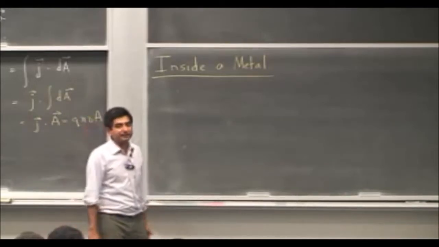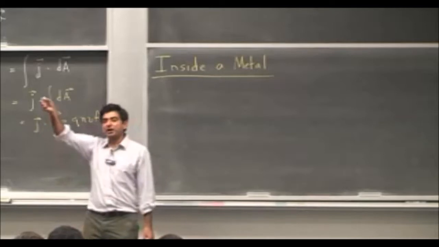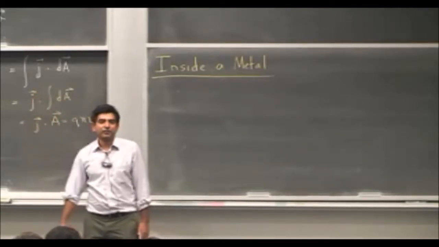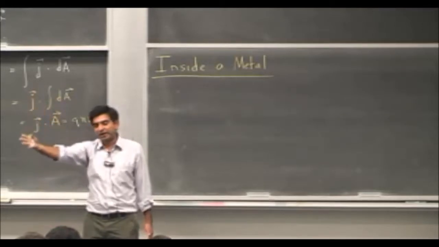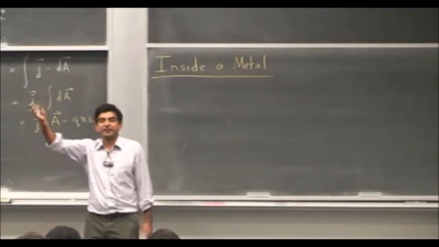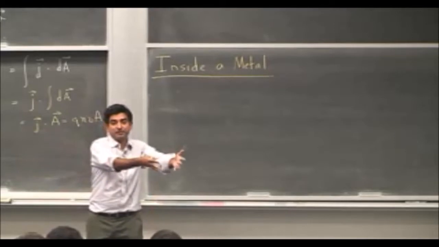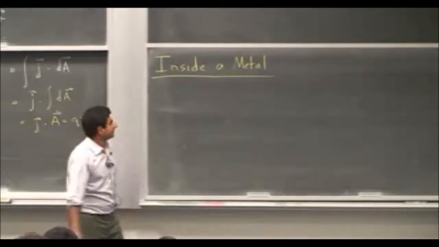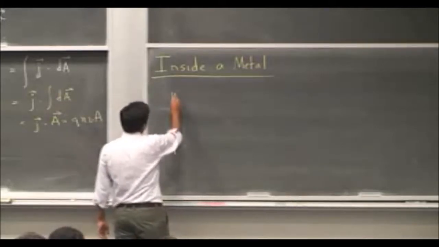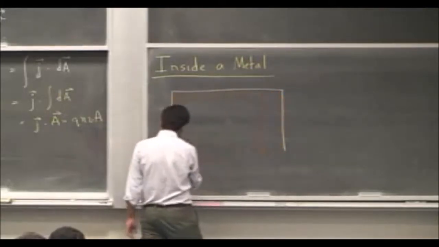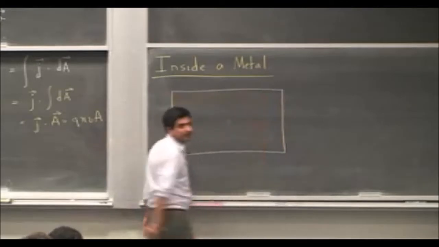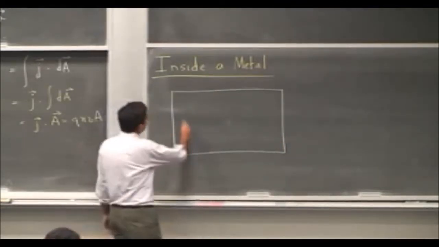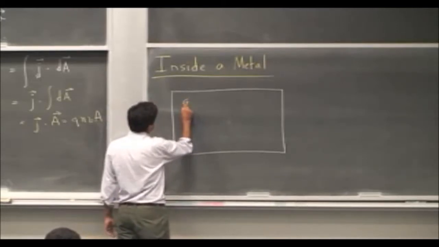Now, what happens in metals is, the metals, you know, are the group 1 elements or the group 2 elements, generally the group 1 elements. For example, sodium, lithium, potassium, rubidium, cesium, francium, or the group 2 elements, or the noble elements. So what happens in metals is, if you look inside a metal and you take a microscopic view, you have a piece of metal, and microscopically, there are positively charged cores.